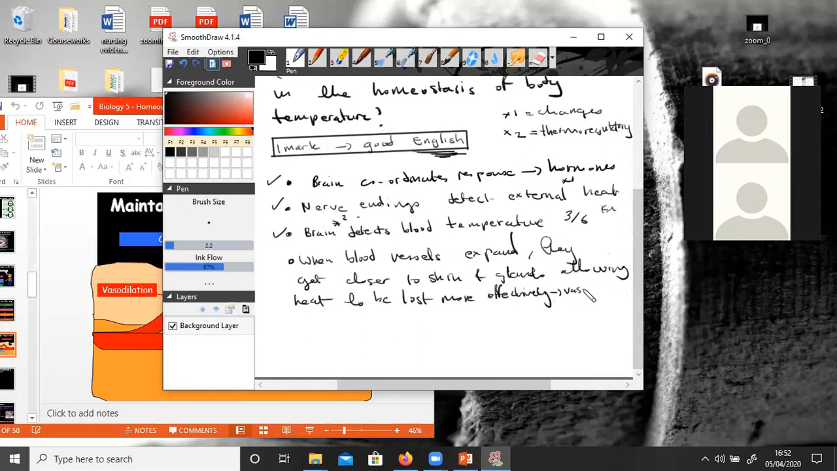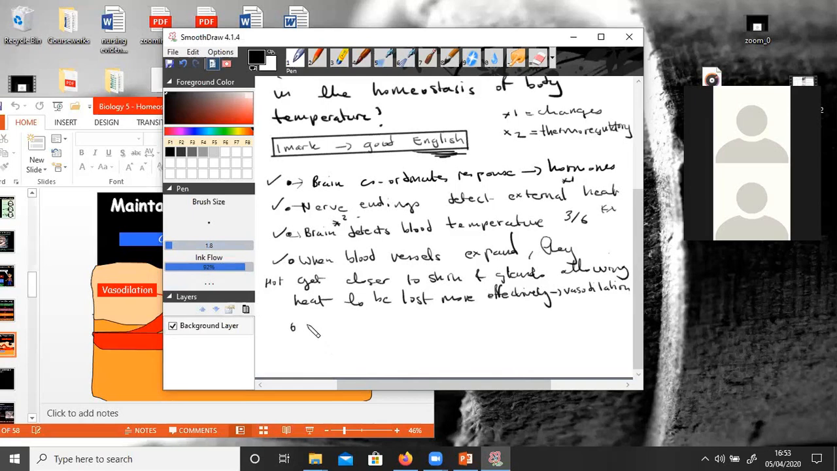Vasodilation. Now the last bit, so 1, 2, 3, 4. We've got 4 points. We've got how the brain detects: the nerve endings detect it, the brain detects it. We talked about how that could be improved. We talked about the brain coordinating a response, so the brain tells the body what to do in response to the heat or the cold. What else could we say? We've talked about what happens when you get hot. Huzaifa, tell us about the next bit we could talk about here.